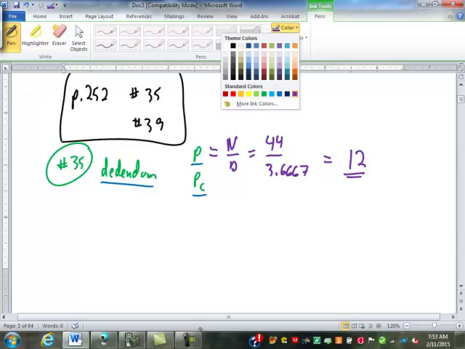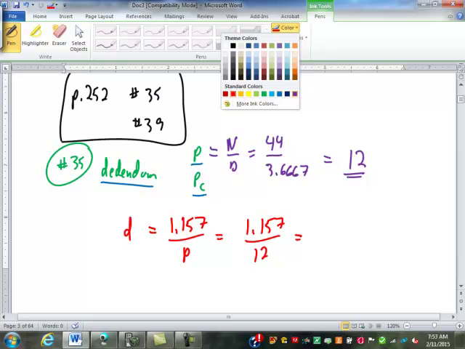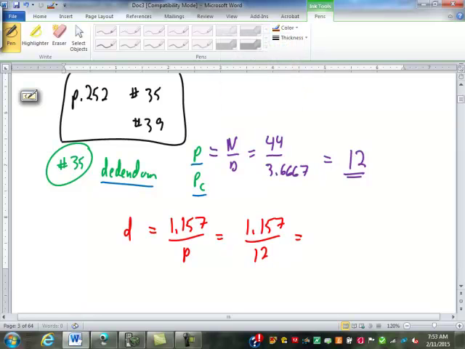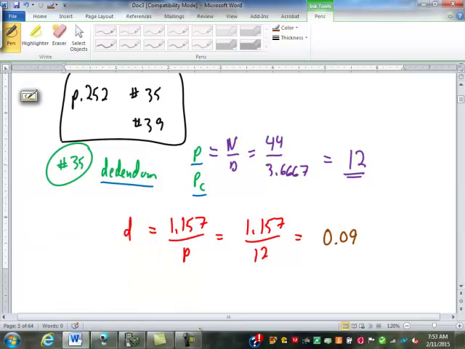So now going back to the formulas for the dedendum, we know the dedendum is 1.157 over the pitch. So it'll be 1.157 over 12. Now you might be asking, where does the 1.157 come from? That again is a constant for any 14.5 degree bevel spur gear. So 1.157 divided by 12 is 0.096. So that's the dedendum. Of course, that is in inches.